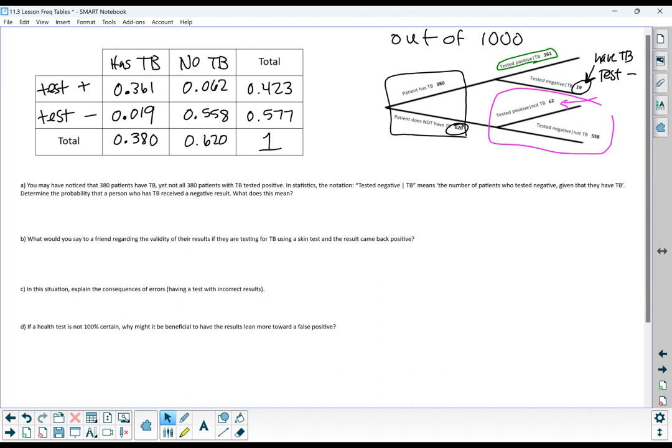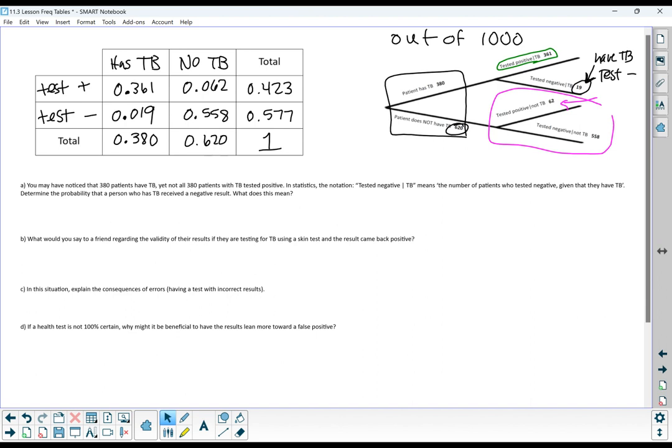You may have noticed that 380 patients have TB, but not all of them tested positive. Medical tests are not perfect. In stats notation, tested negative given TB means the number of patients who tested negative given that they have TB. I want you to determine the probability that a person who has TB received a negative result.